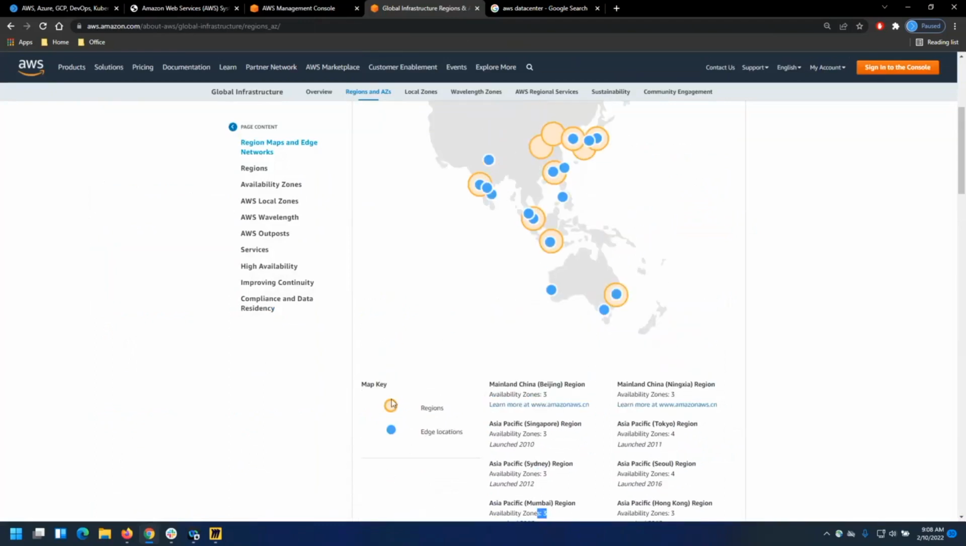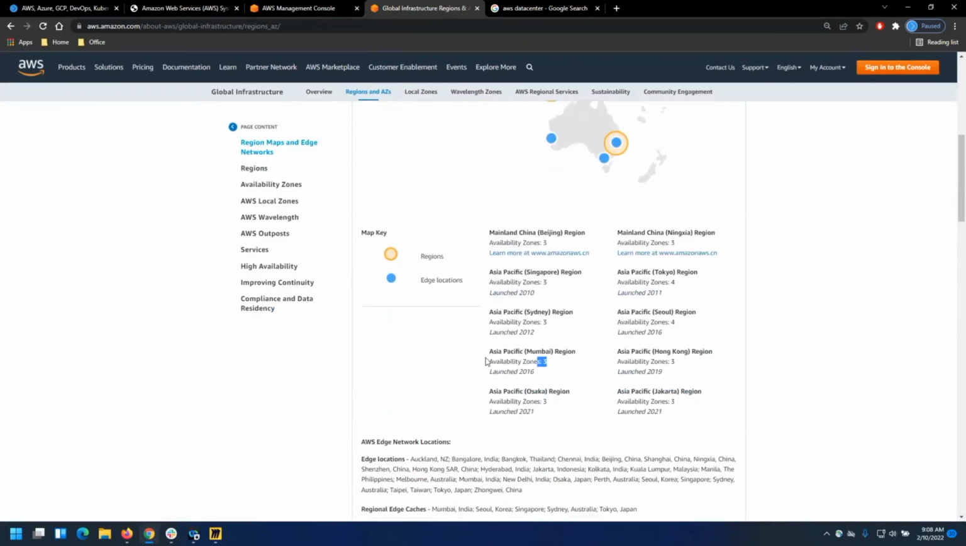So, the blue circles are showing edge locations. What do you mean by region and what do you mean by edge location? Anybody? Maybe Shiva, Wasim. Any thought on this? So data will get cached. It will get cached in the edge location.